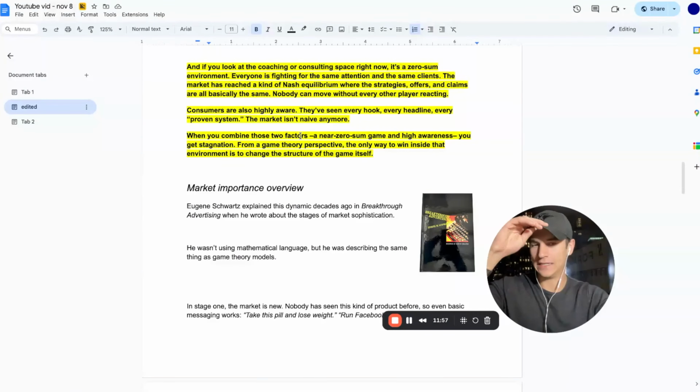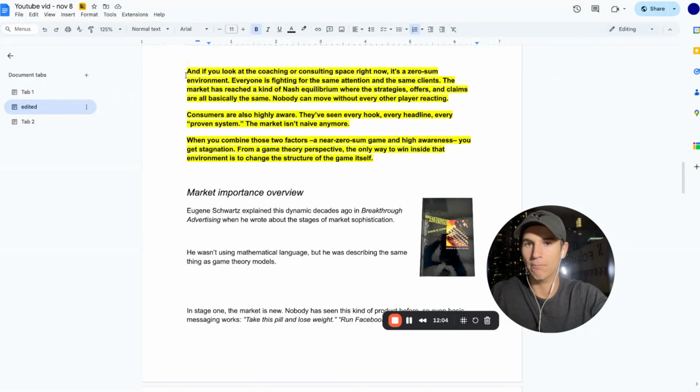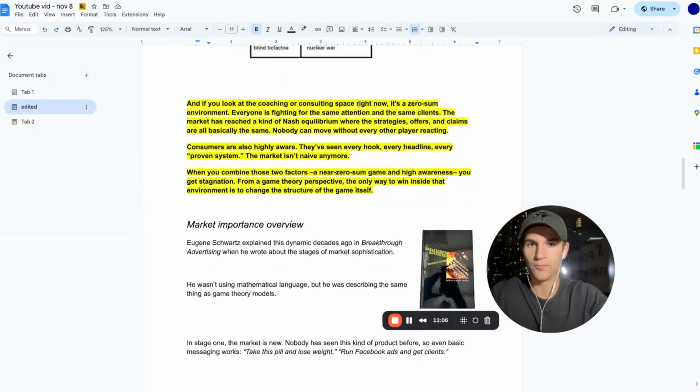But I'm going to connect this back to the overall online space, which you're going to find really interesting. If you look at the coaching or consulting space right now, it's a zero-sum environment. Everyone's fighting for the same attention and the same clients.